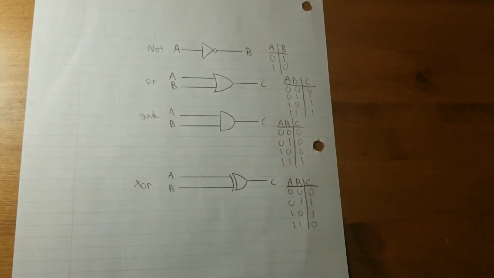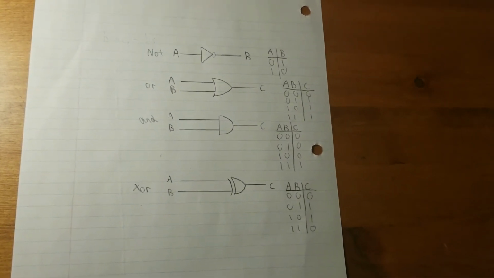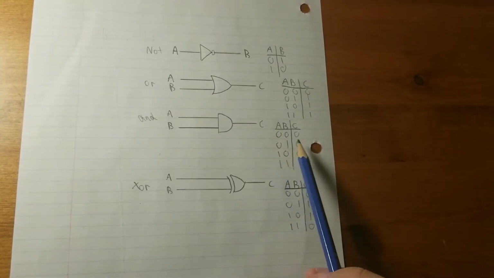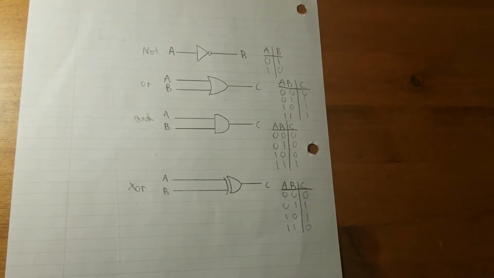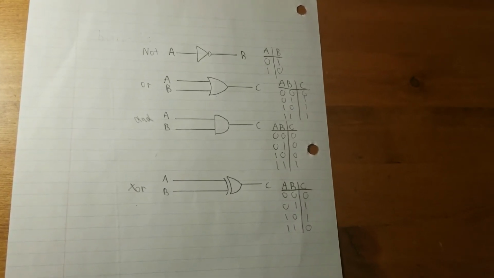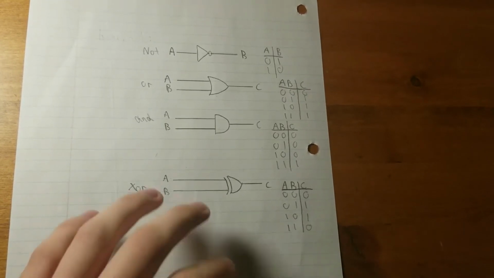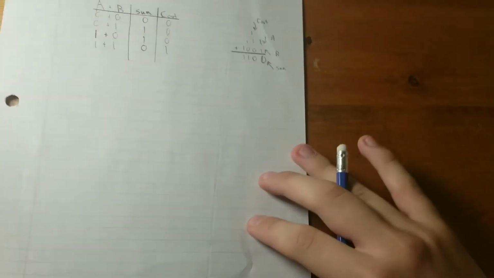Alrighty, now that we have a decent idea of how logic gates work and what they do, they take a few bits as inputs and then output a bit. Now we're going to see how these connect to binary and how we add binary numbers. So I'm going to do a magic trick. I'm going to change the page. Magic.